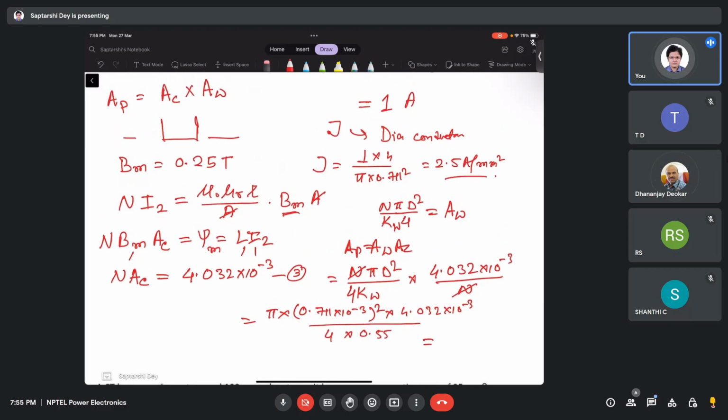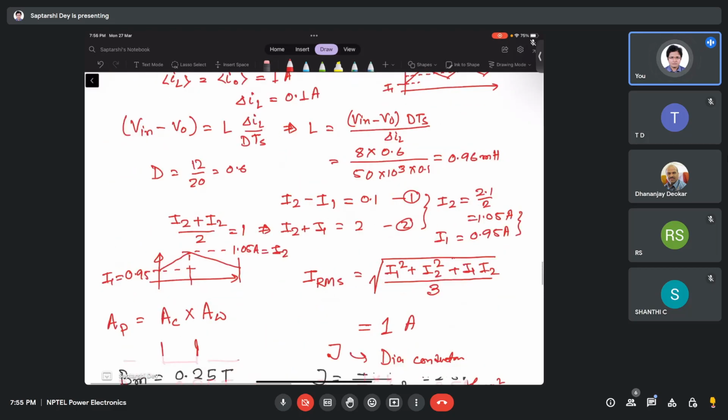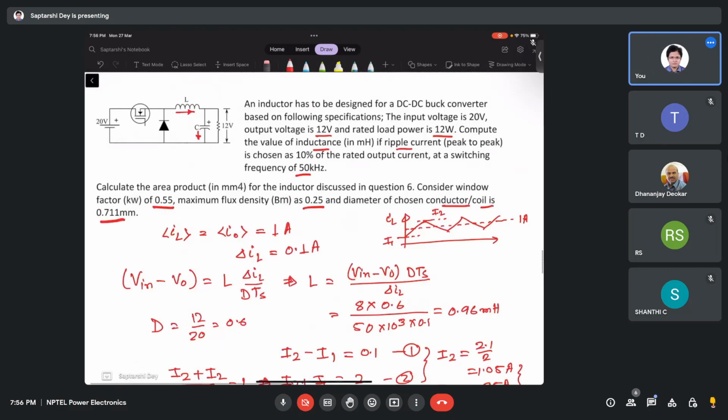Do you find any mistake? Sir, oh wait, I think it is correct. This is coming out as, sorry, see, I put everything in SI. This is meter to the power 4. Generally they give it in millimeter to the power 4. Yes, let me see. Yes, they want it in millimeter to the power 4.